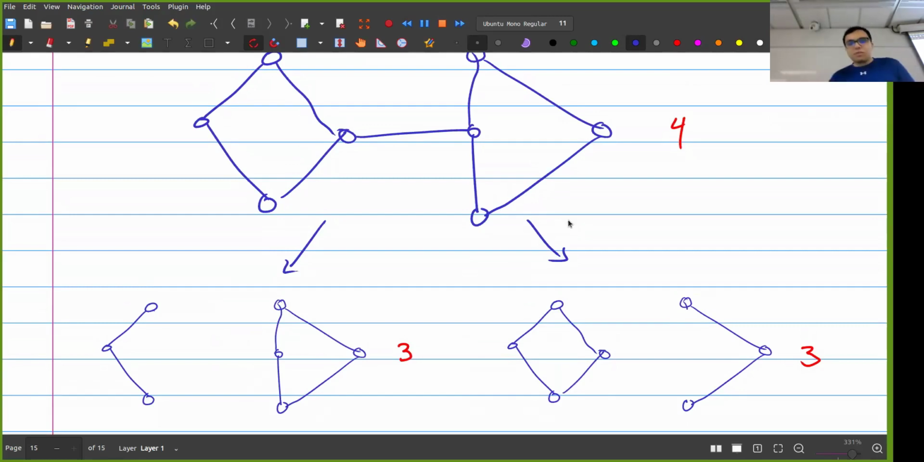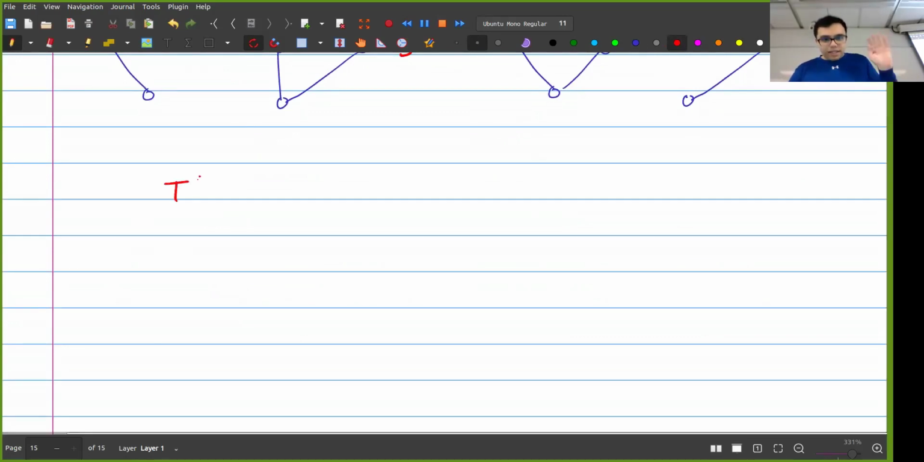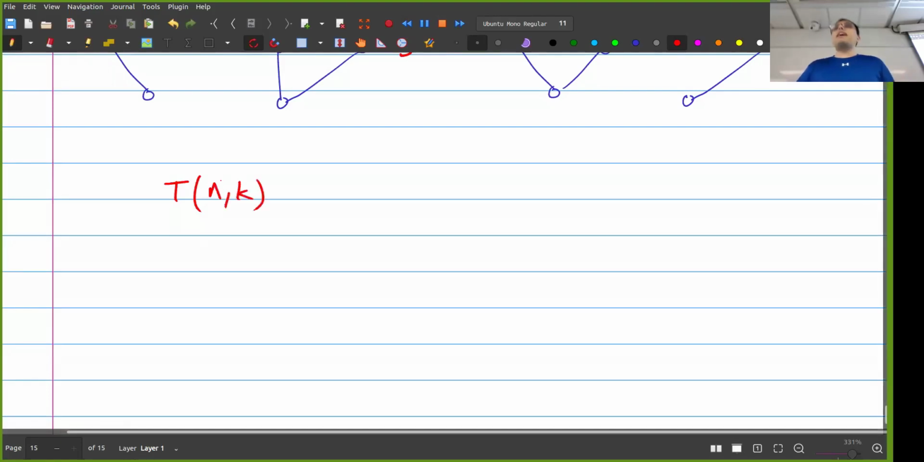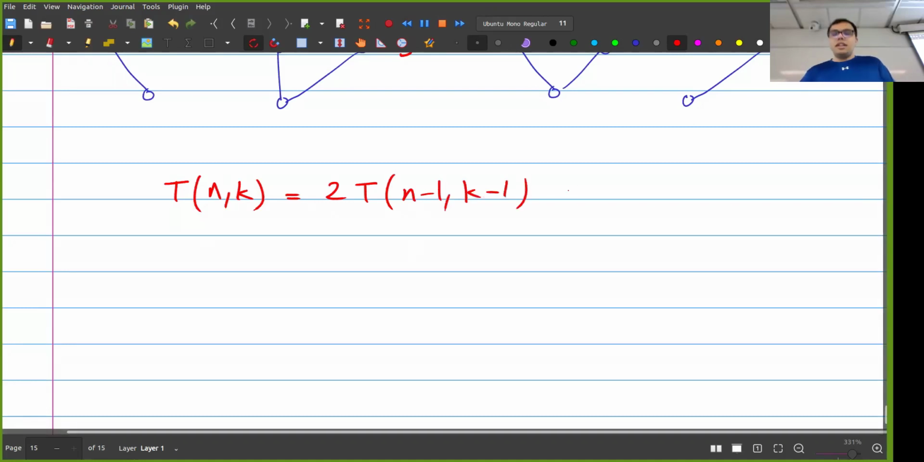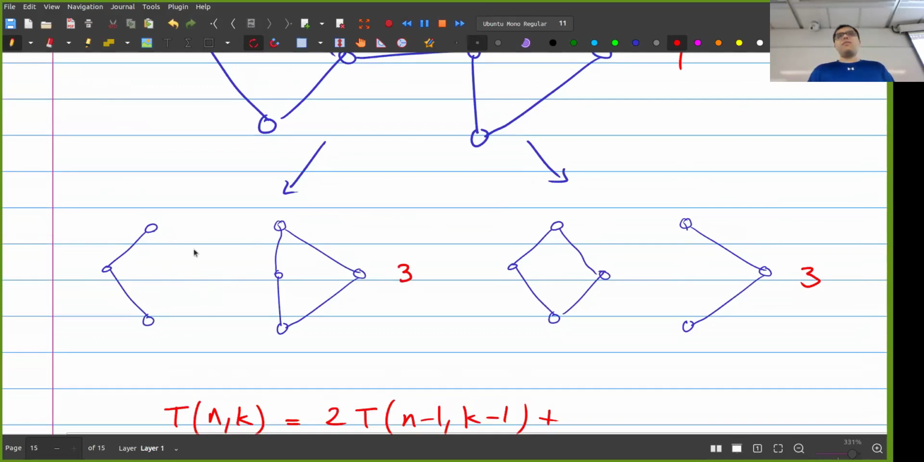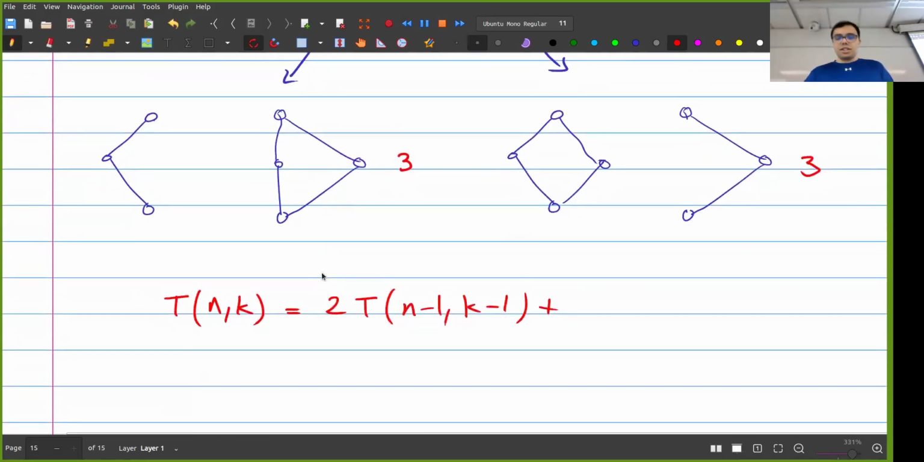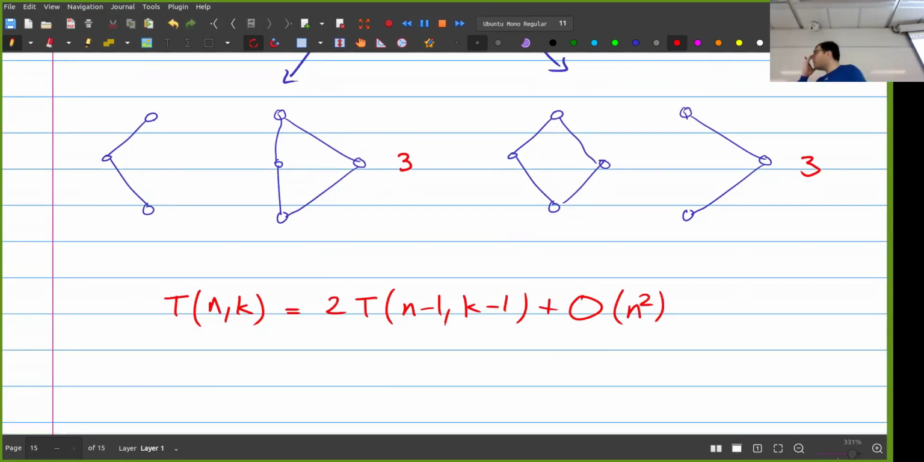So if I want to write a recurrence relation, it's something like this. Let's say I only look at the number of vertices, so I want my time based on n and k. I have this: T(n,k) is 2T(n-1,k-1) plus some extra time. What is the extra time? The extra time is figuring out which edges I had to delete. And that's actually O(m). But let's say O(n squared). This is my recurrence relation here.